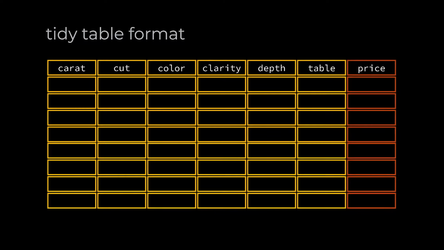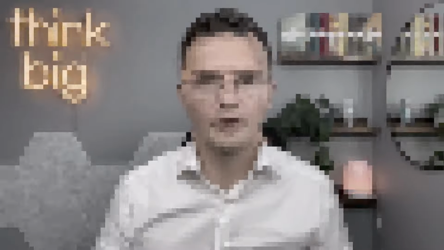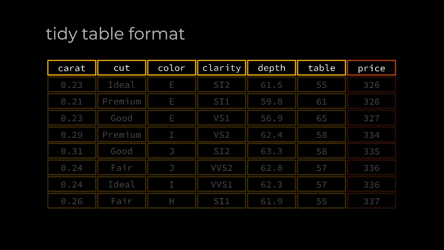Numeric features like depth and size have numeric values 0.23, 61.5, and 55. The categorical variables, on the other hand, have distinct categorical values like ideal, premium, good, and fair. By the way, the target variable can also be either numeric or categorical. Our input table can be characterized as tidy. This simply means that each feature has its own column, each observation has its own row, and each value has its own cell. The names of features are captured in the first row of the table.